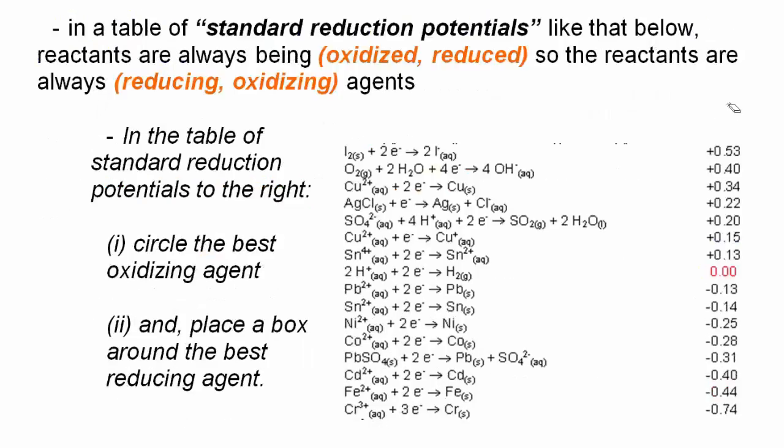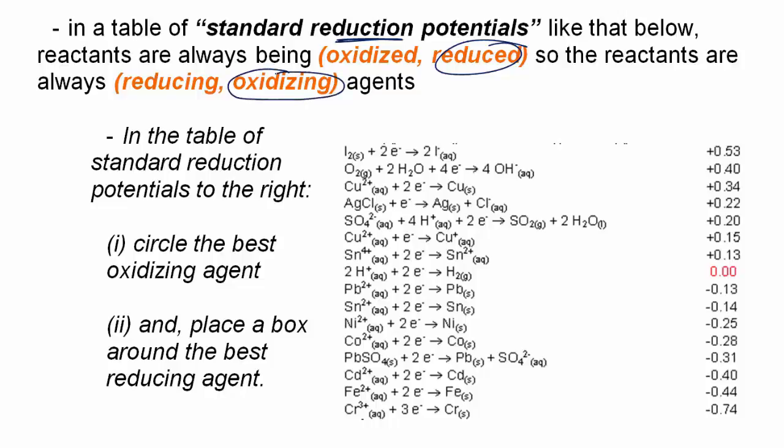In a table of standard reduction potentials, like that below, reactants are always being what? So here's our table of standard reduction potentials. The reactants are always being what? Notice the electrons are always on the reactant side. Tin +2 to tin 0, lead +2 to lead 0, right? They're being reduced. And well, they should be. It's a table of standard reduction potentials, right? So reactants are always being reduced. So the reactants are always oxidizing agents.